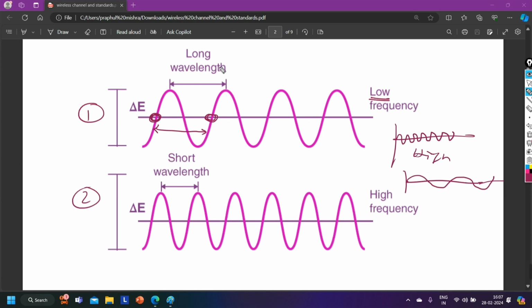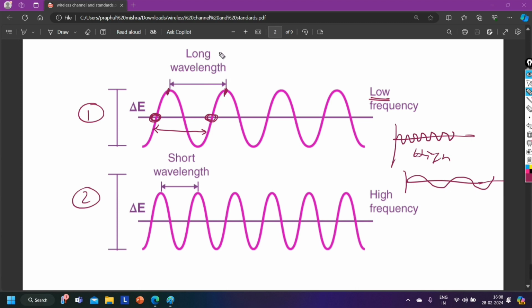So frequency is inversely proportional to wavelength. Wavelength means the length of a cycle, you can say the length of a wave, right? Peak point to peak point, length from peak point to peak point. You can select any point. Let's say this point. From this point to this point, it is one cycle, right? So whatever the length is between this point and this point, that length is known as wavelength.